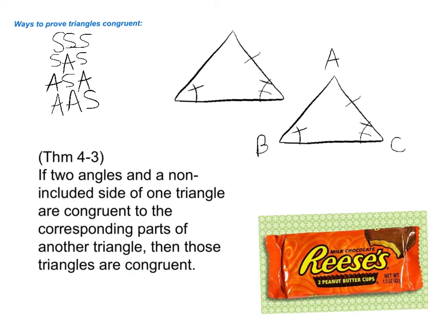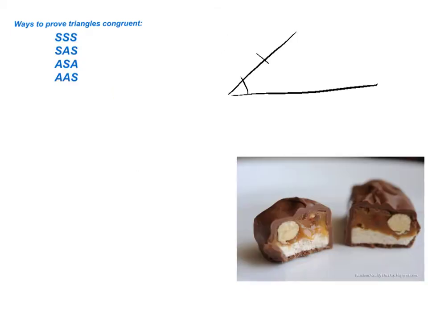So what do you know? There is an AAS, but you might want to note there is no AAA. So now we have our list: side, side, side, side, angle, side, angle, angle, side. And now I know you've been waiting to ask me this question. What about side, side, angle? Yeah, that's the way I'm going to write it. What about side, side, angle?